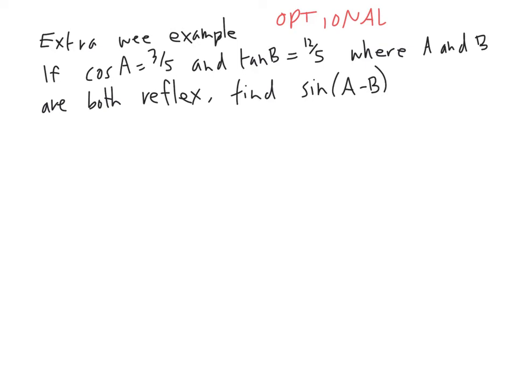I'm starting off the notes today just with an extra wee example, as we call it, on cast diagrams, just from previous questions we've had. So you might find this useful, just for reinforcement. If cos A equals 3/5 and tan B equals 12/5, where A and B are both reflex, find sine of A minus B. First of all, we need to draw those two angles on a cast diagram.